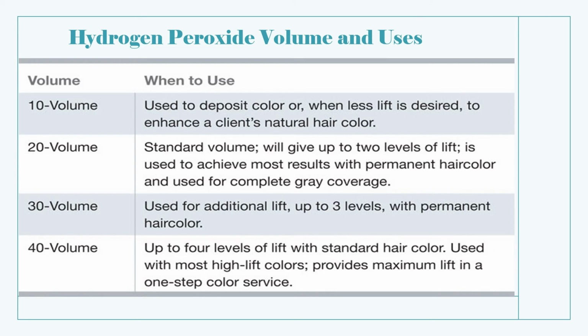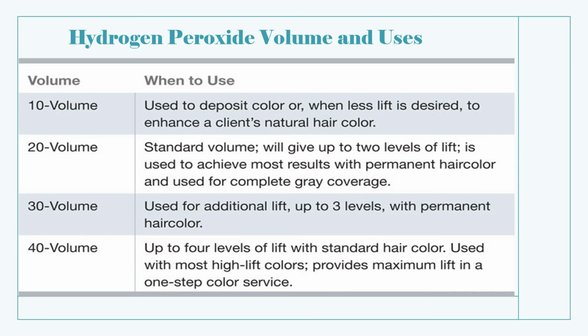30 volume is used for additional lift. It gives you up to 3 levels with the permanent hair color. 40 volume will give you up to 4 levels. It is used within the most high lift colors and provides the maximum lift in a one-step service. You also get a lot of people using this when they're going for the bleach.